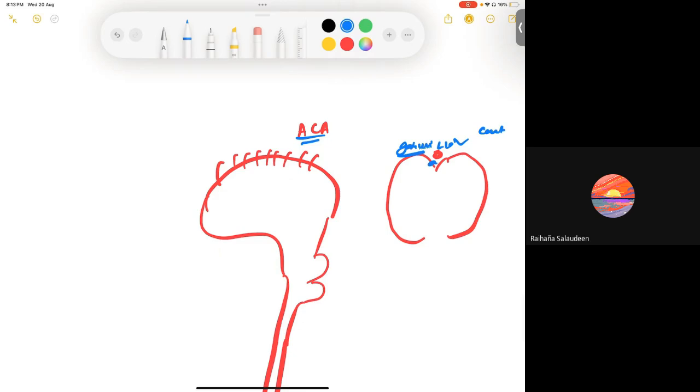If the right side anterior cerebral artery is affected, problems are going to be seen on the left side, because in the end we have decussation. So it's going to be on the contralateral side. Really important. You are going to have a lot of MCQs on that as well, right?